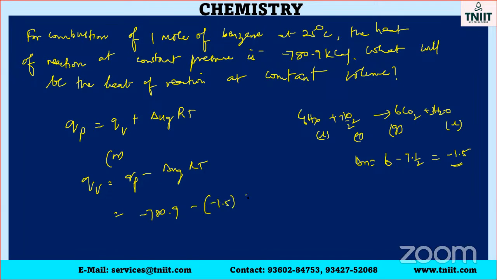R value is 2 into 10 power minus 3 in terms of kilocalories, and the temperature is 25 degrees Celsius, that is 298. When we simplify, we get minus 780 kilocalories. They've given the options in calories, which is why I have taken R value as 2 into 10 power minus 3. If the answers were in joules, then we would take R value as 8.314. Here they've given calories, so this is the answer, 780 kilocalories.